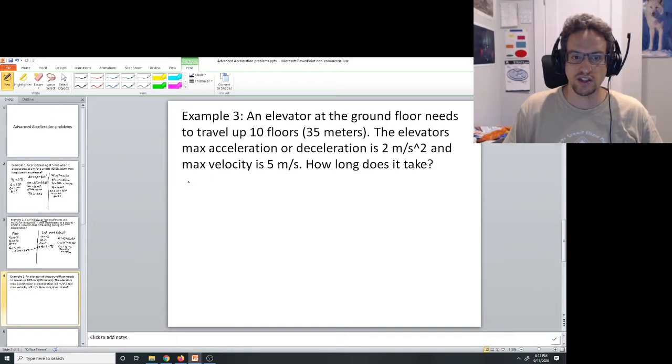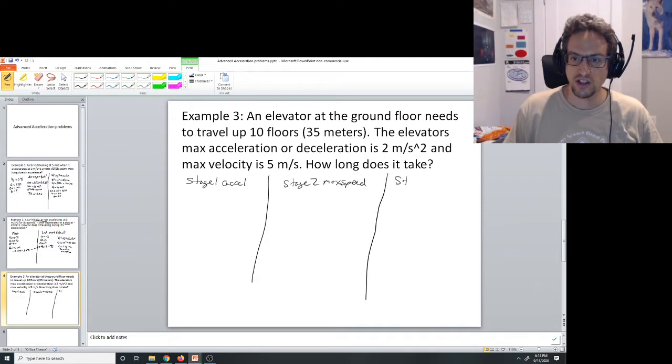So what happens? There's actually 3 stages here. Stage 1, accelerate. Okay. Stage 2, where it's at max speed. And stage 3, decel. Okay? And let's go through what we know about each of them. For the middle stage, we know that the velocity initial is 5, and the velocity final is 5, right? It's at max speed that whole time. And the acceleration, therefore, is 0 because there's no change.